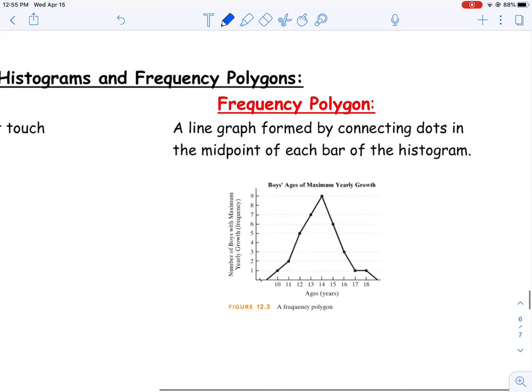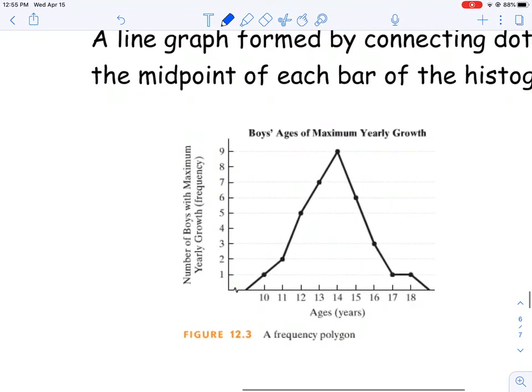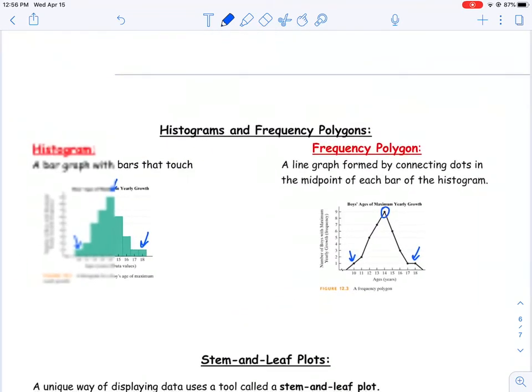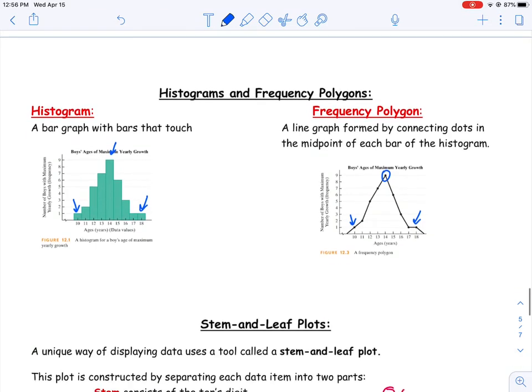The other one was more of a line graph or a frequency polygon, doing the same kind of idea, taking the data and displaying it with dots and then connecting those dots with a line. You can see again that it peaks at age 14 and that it's lowest at ages 10, 17, and 18. So you should be able to take these bar graphs and line graphs and answer questions if I give you the data displayed in each of those forms.